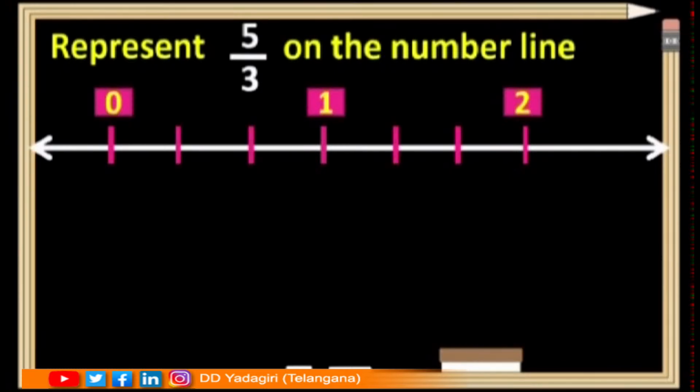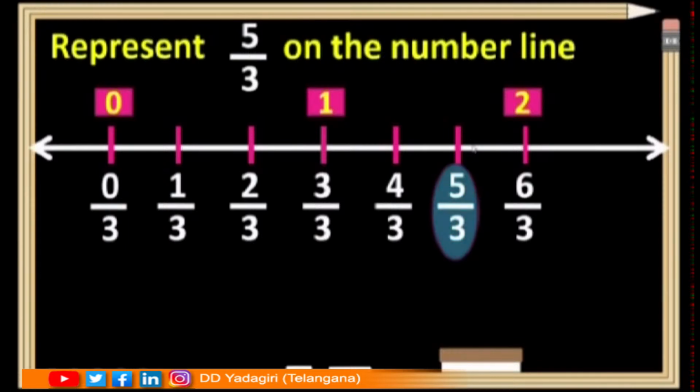Here 5 by 3 is the given number, right? So 3 is in the denominator. So divide each unit into 3 equal parts. So take 5 parts out of these. The fifth point to the right of 0 represents 5 by 3. So this is 5 by 3.